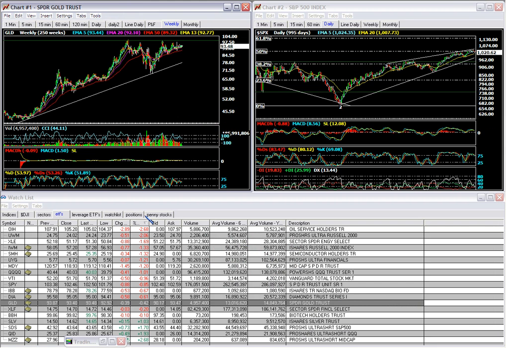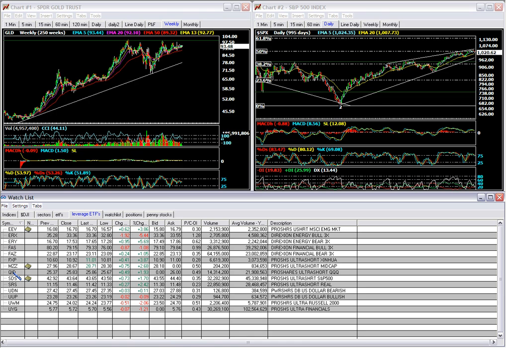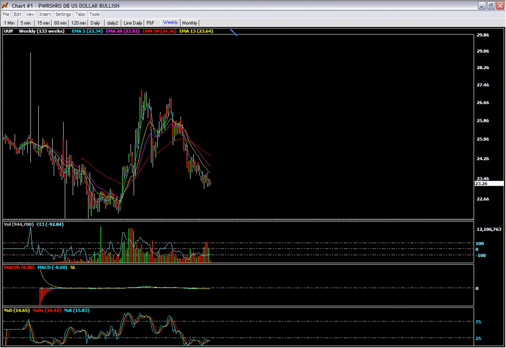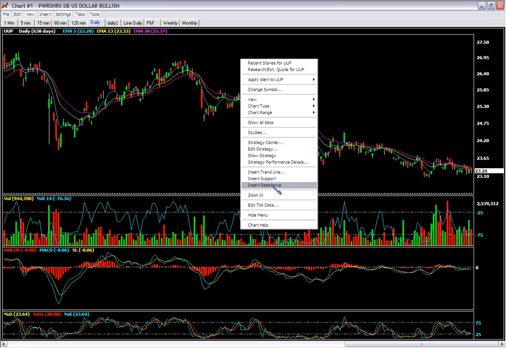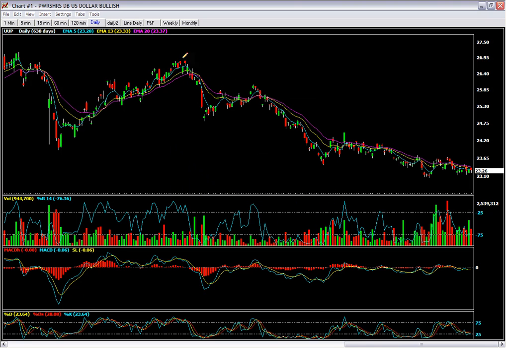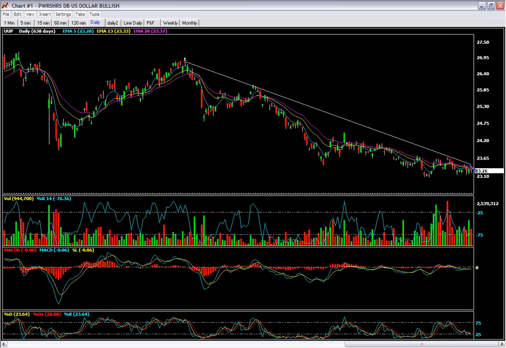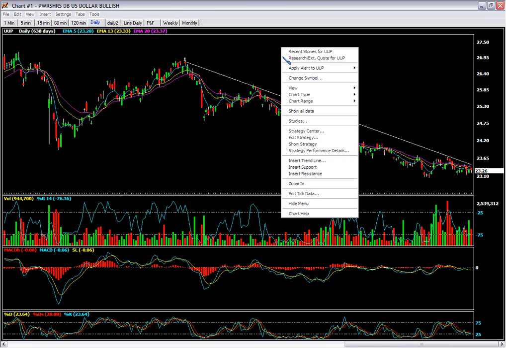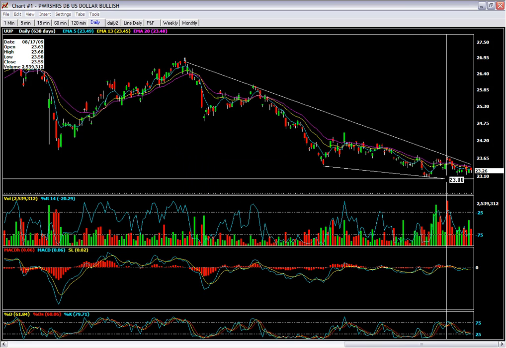So we move on to the dollar. On the dollar, I'm going to use the UUP, which is the double bullish ETF. On this, I'm going to show you this downtrend line right here, and this one right here.